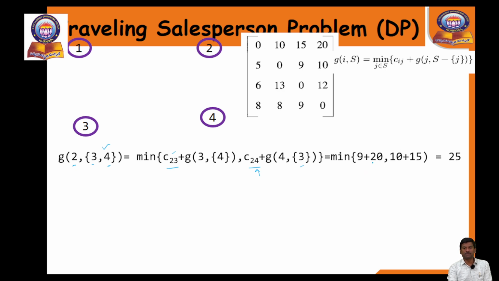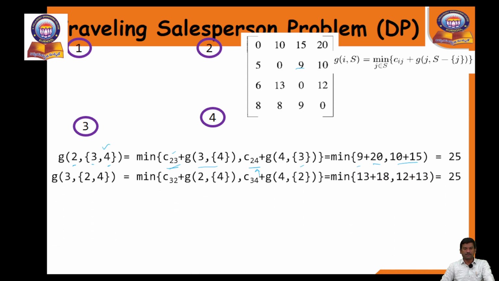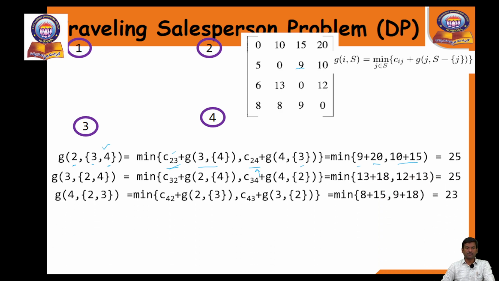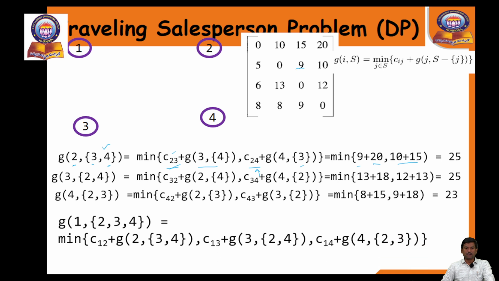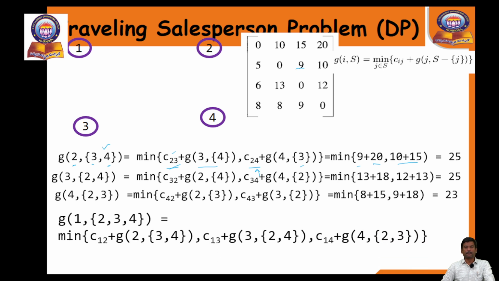The minimum of, you know the value of c of 2, 3 which you have computed, c of 2, 3 is equal to 9, plus we have already found g of 3 comma 4 with the value 20, and the other value is 10 plus 15, which is equal to 25. In this fashion you'll be finding g of 3 comma 2, 4 and g of 4 comma 2, 3, where you get the values 25 and similarly 23.